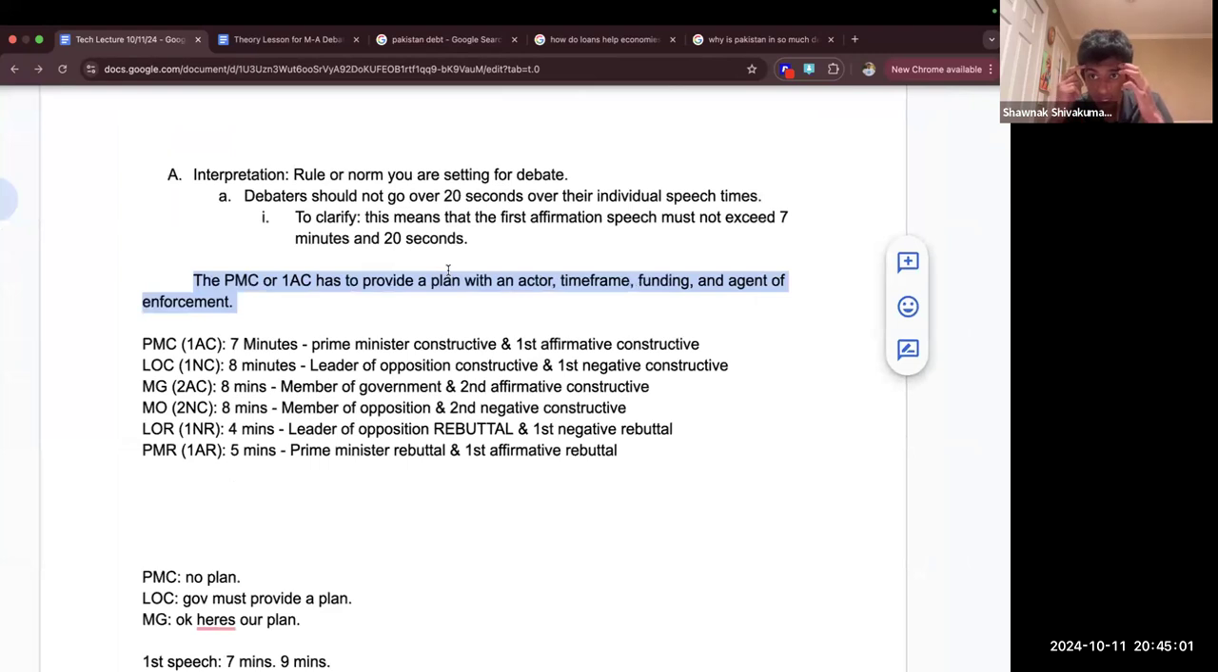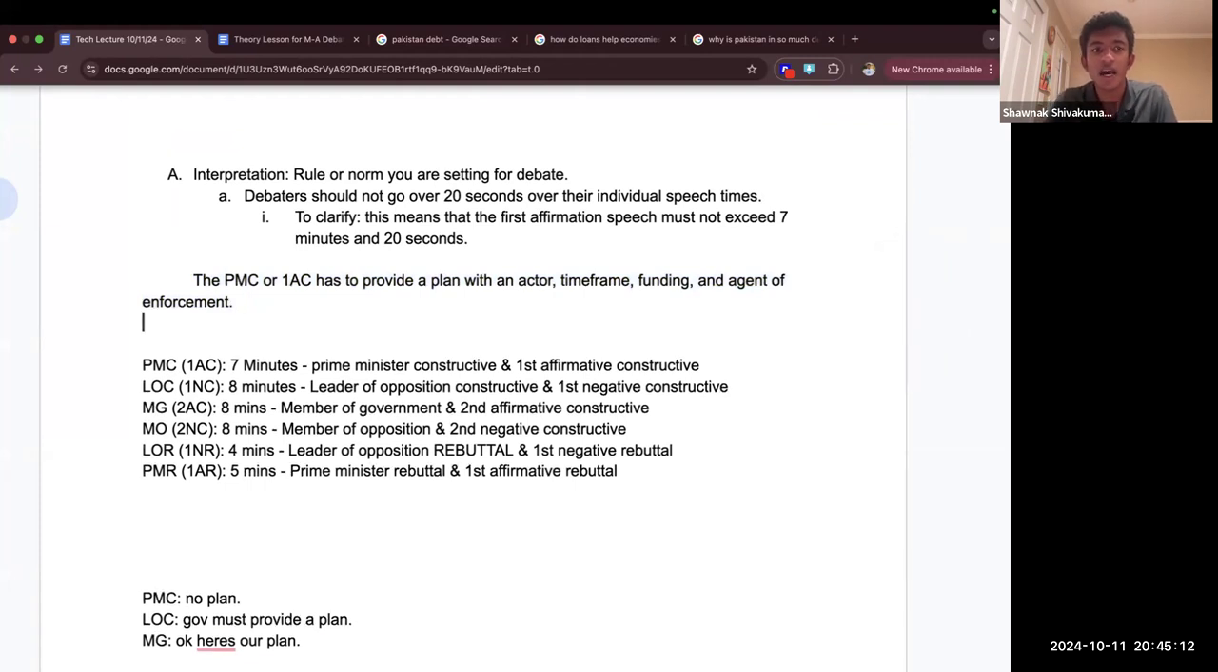This is specific enough so the other side cannot come up and say, oh, we meet this, which I'll go over later on how to respond to theory. Okay, that's the first part. Anyone have any questions on interpretations? The interpretation is not gov broke a rule. That's not the interpretation. The interpretation is the rule you're setting for debate. Everyone get that?